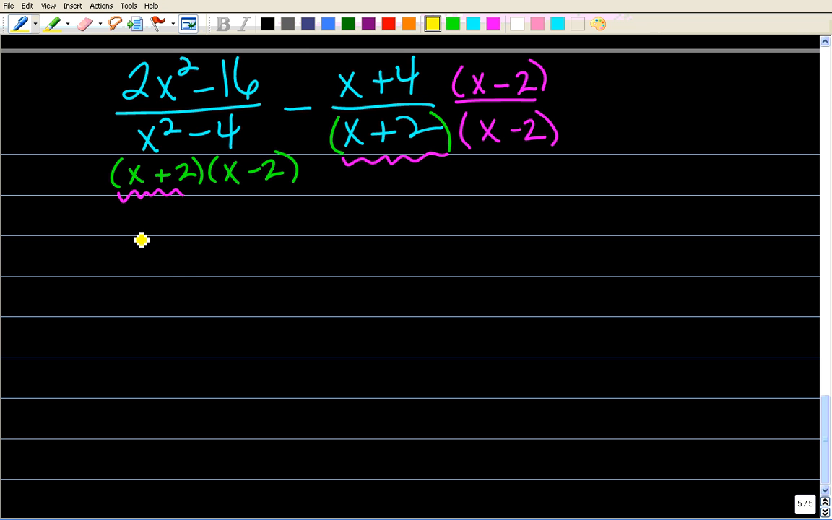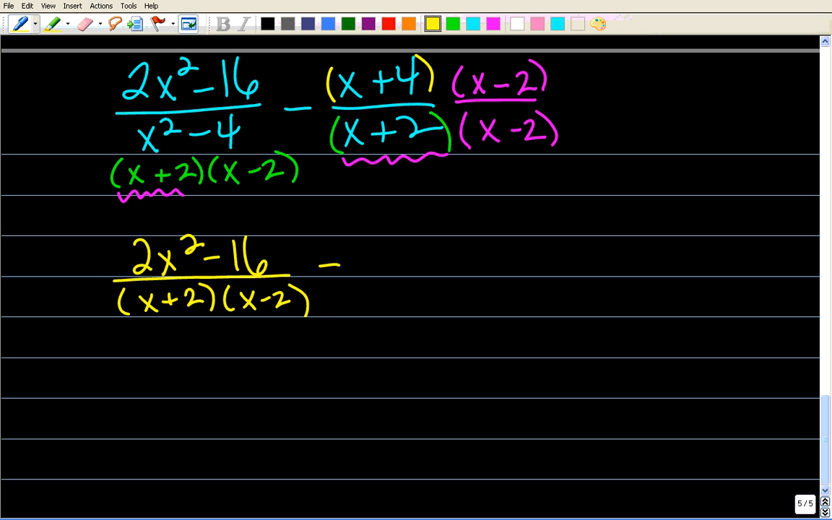Now we're going to write each term of the expression using the least common denominator. So we will have the 2x squared minus 16 on the top. This one is still x plus 2 times x minus 2. Here's that minus sign. And then this x plus 4 times the x minus 2, I'm going to go ahead and multiply that out. So that's x squared, and I'm FOILing, so that was x times x. Now x times negative 2 is negative 2x, plus 4x is a positive 2x, and then 4 times a negative 2 is a negative 8.